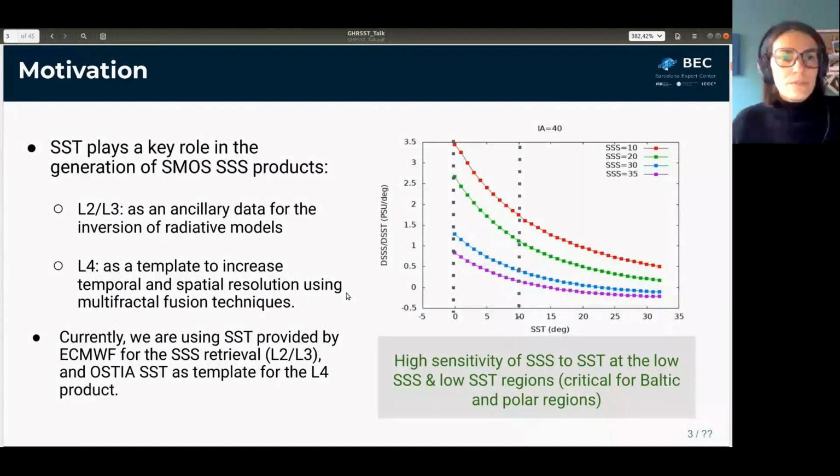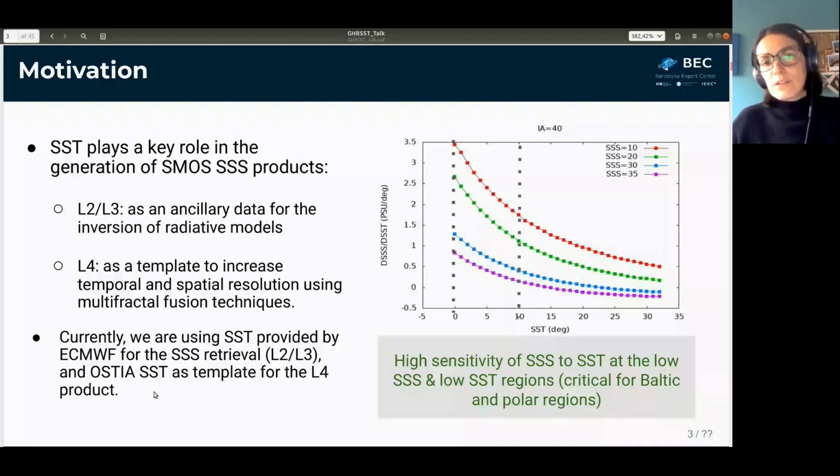I want to show you here the motivation of this study. For us, SST plays a key role in the generation of salinity products. On one side, for the level 2 and level 3, we use it as ancillary data for the inversion of dielectric models, and as well we use it as a template to increase the temporal and spatial resolution using multifractal fusion techniques to produce level 4 products. Currently, we are using SST provided by ECMWF for the retrieval at level 2, and level 3 as well, and the OSTIA SST product as a template for the level 4 product.